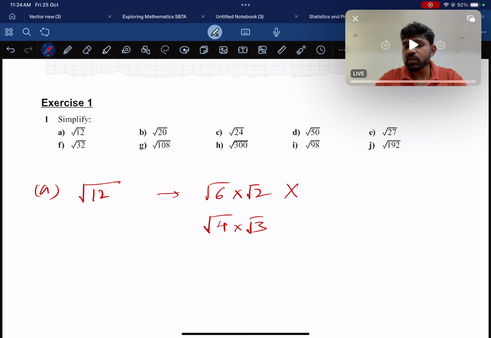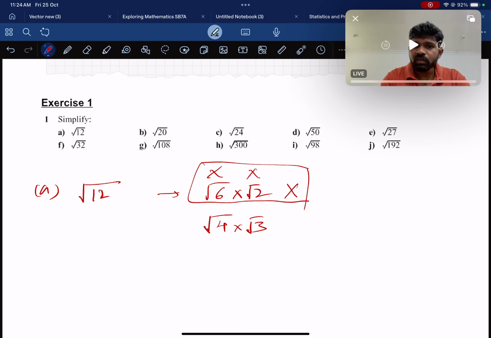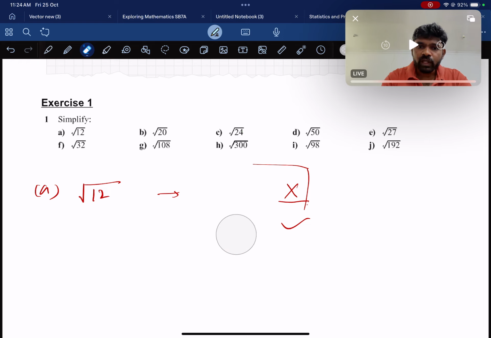We cannot take root of 6 times root of 2. The reason is that neither root of 6 is a perfect root, nor is root of 2 a perfect root. So we will not consider this one. Rather, we will go for root of 4 times root of 3. The reason is that at least one of the two values is a perfect root value. So I'll be going with root of 4 times root of 3.